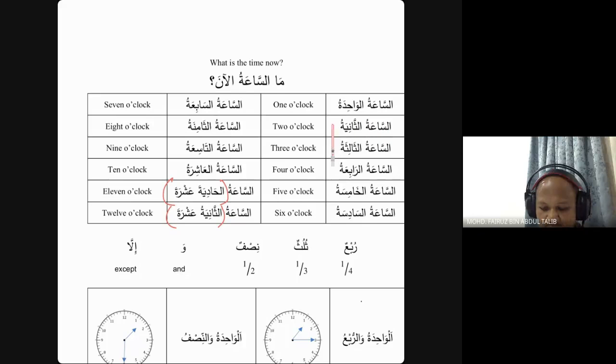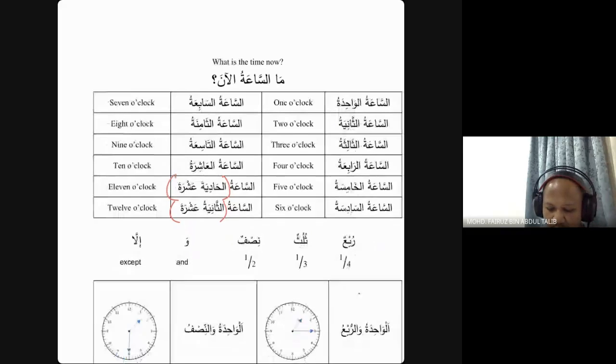As-sa'atul wahida. As-sa'atul thaniya. As-sa'atul thalitha. As-sa'atul rabi'ah. As-sa'atul khamisah. As-sa'atu sadisa. As-sa'atu sabi'ah. As-sa'atu thamina. As-sa'atu tasi'ah. As-sa'atu ashirah. As-sa'atu hadiyata ashrah. As-sa'atu thaniyatu ashrah. Now, so these are the time.